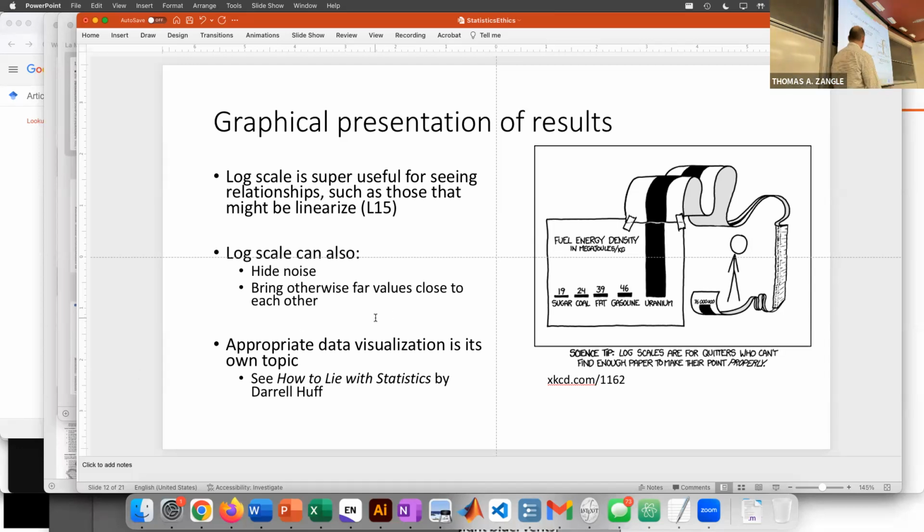Appropriate data visualization is its own topic. In fact, I work with a group here in the School of Computing where their entire lab is about data visualization, and they try to come up with better tools to visualize data to then present it and draw conclusions from it. So it is its own field with its own conferences and publications and experts. A brief introduction to it is this book, How to Lie with Statistics. It's kind of a classic in the field, but talks a lot about misleading visualizations and pitfalls there.